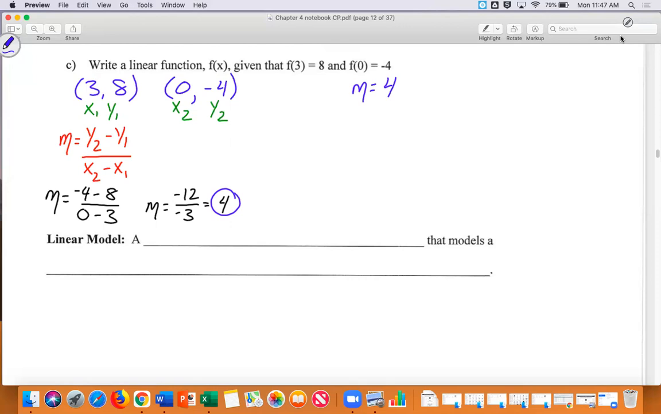The point I'm going to choose this time, Annie, is still the one with the 0 in it, because that makes my life easier. I like smaller numbers and more positive numbers. So that's why I wouldn't take 3, 8, because I would take 0, -4, because it's smaller and I have a 0.